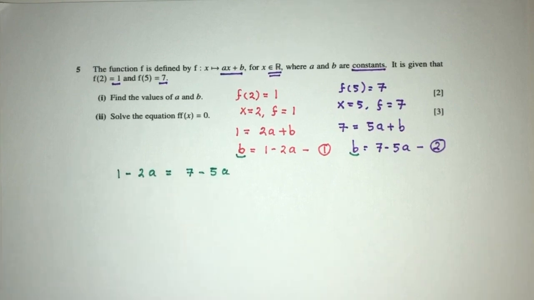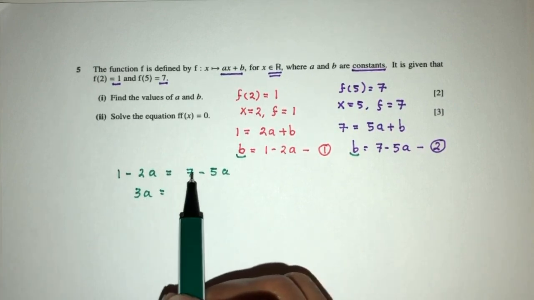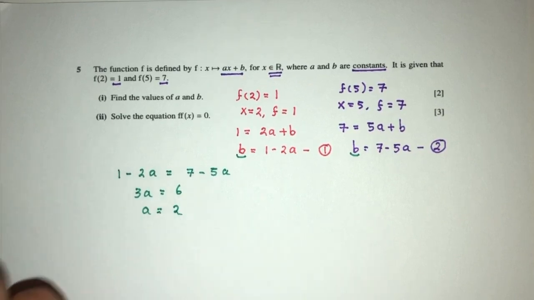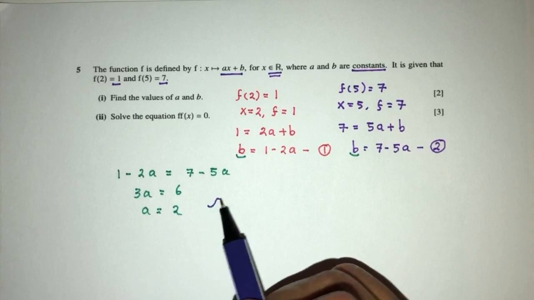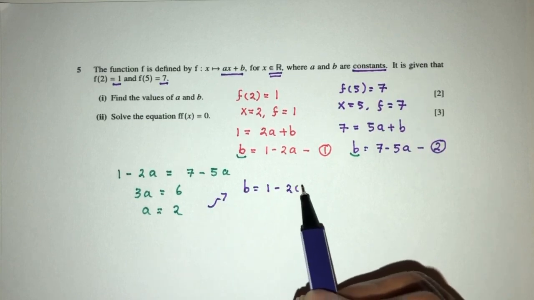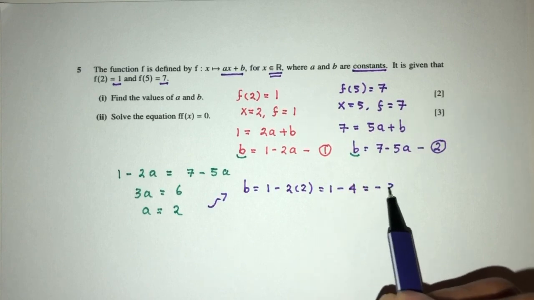Now let's send all the a to one side, so minus 2 plus 5 will be 3a, and that will be 7 minus 1, which is 6. A will be the value of 2. Now from this, let's find the value of b. b will be 1 minus 2a, that will be 1 minus 4, and that will be minus 3.